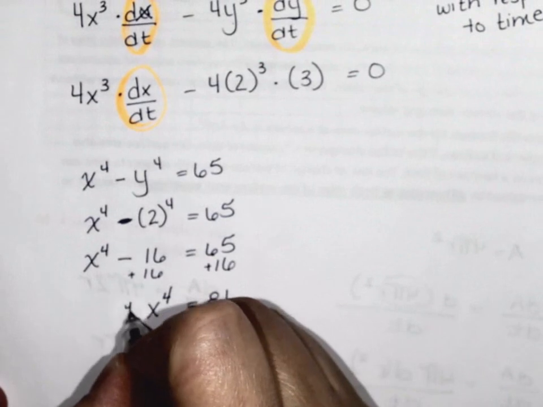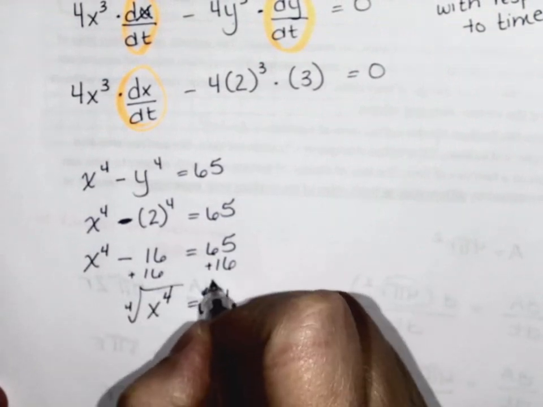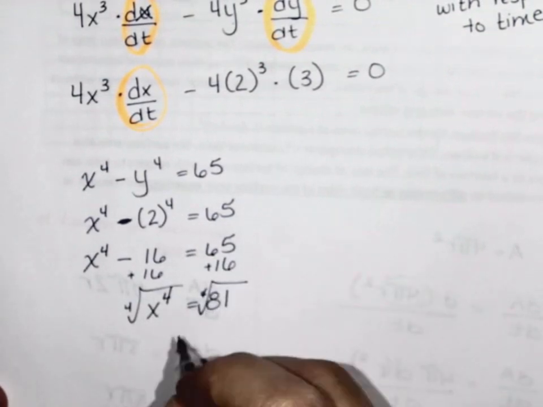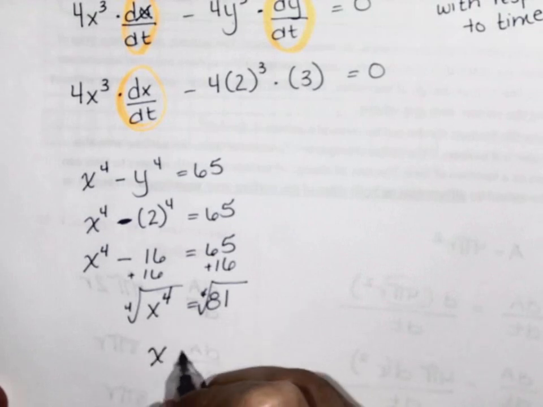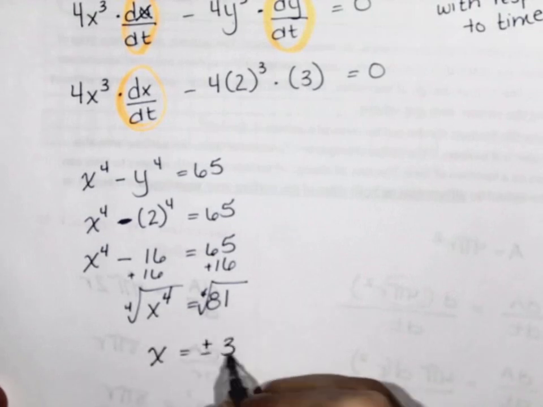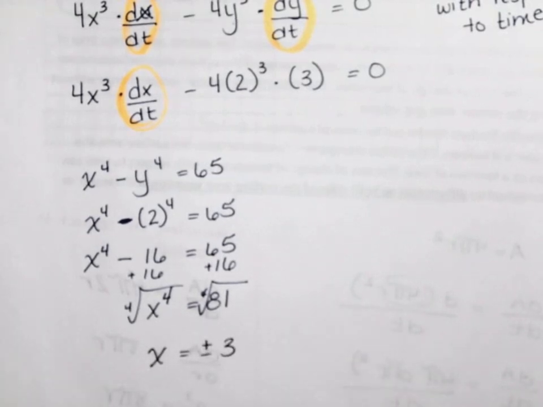And if we do the fourth root of both sides, it would be plus or minus 3, we just don't know which one to use, right? Because when it's to the exponent 4, it could be a positive 3 or it could be a negative 3. Then you insert this 3 into the 4x cubed. Exactly. So we're going to have to do it twice, though.